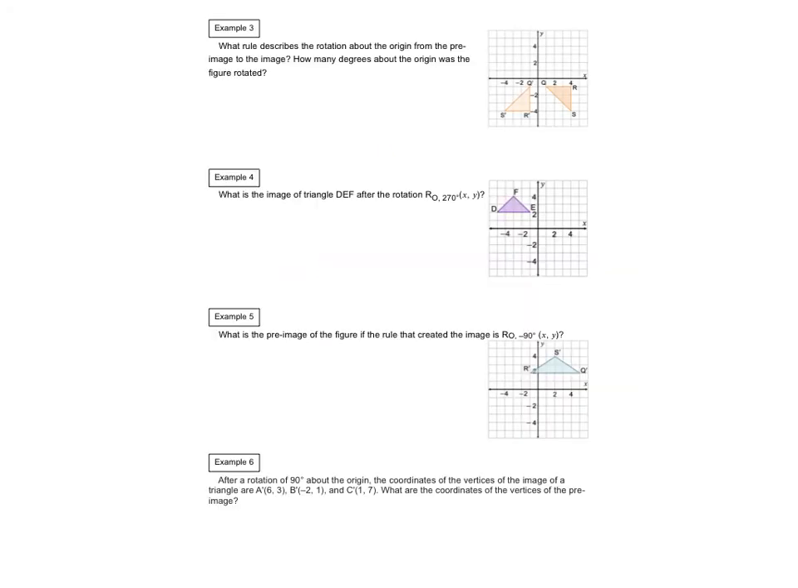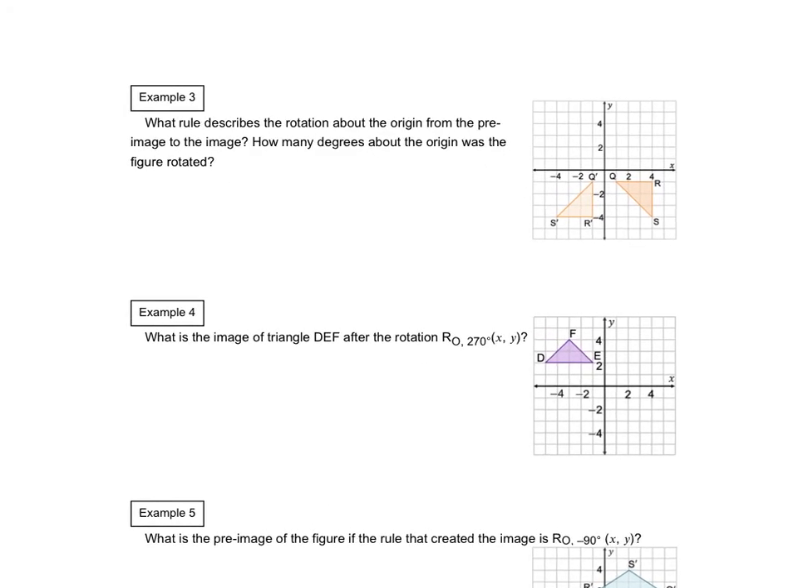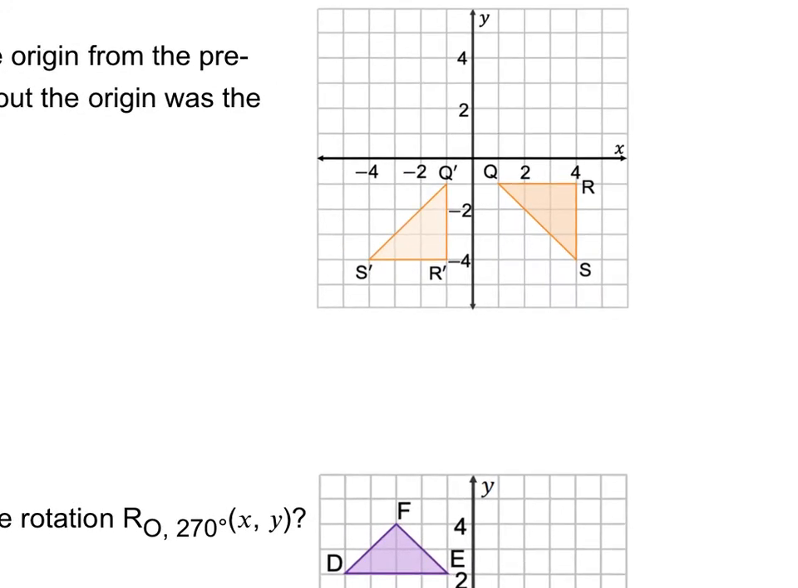Let's see here, looking at our next example. What rule describes the rotation about the origin from the pre-image to the image, and how many degrees about the origin was the figure rotated? Okay, let's see. Looking at this, we want to examine our pre-image and our image, of course. Here's where we started with our pre-image, QRS, and then we rotated and our new image is going to be Q prime, R prime, S prime.